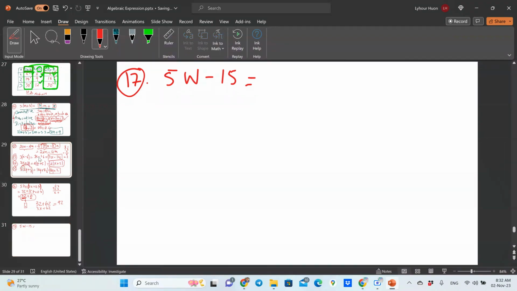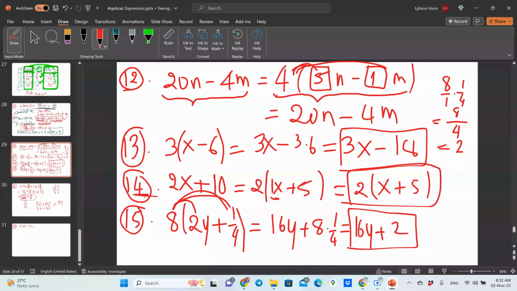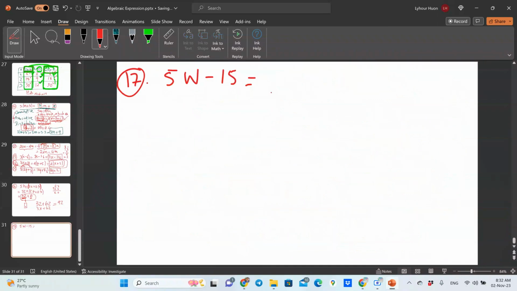It's something similar to this exercise. 5 parentheses, then 5W, then subtract 15.